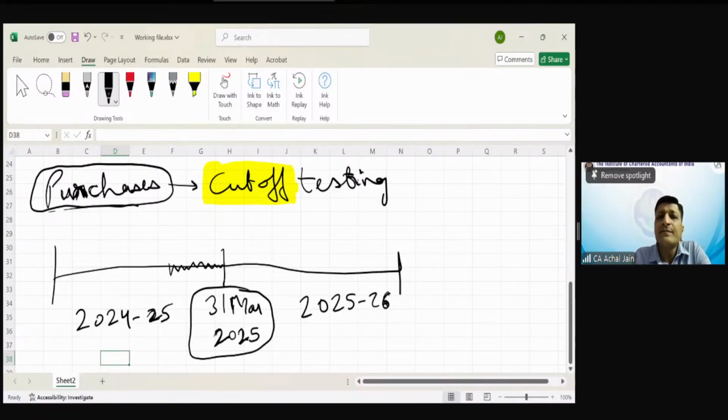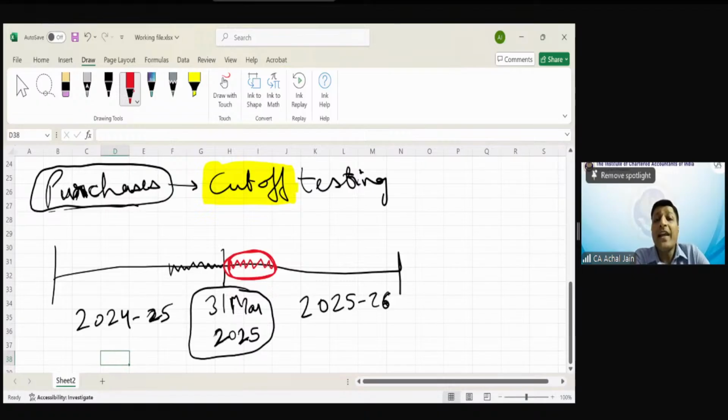So how do you check that? How do you check that? We will pick up the first few purchases of the next year, maybe first 5 days, first 7 days. Okay, and of course, to begin with, first 5 purchases of the next year. Now, if all of these purchases belong to next year only, so that means purchases of 24-25 have not been pushed to next year. Correct?